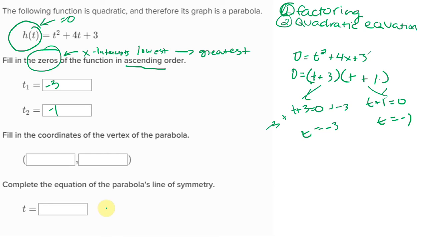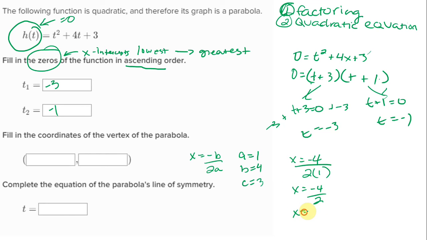Now let's find the coordinates to the vertex. First, I'm going to find my axis of symmetry, and I'm going to do that by taking my formula for axis of symmetry, x equals -b all over 2a, and plugging in the values from my equation. So here, a is 1, b is 4, c is 3. So -4 all over 2 times 1. x equals -4 over 2. x equals -2.